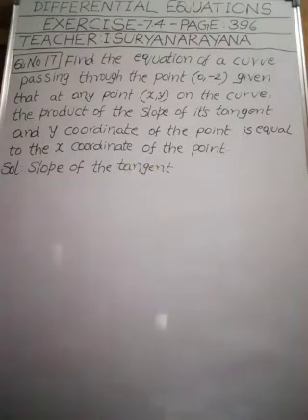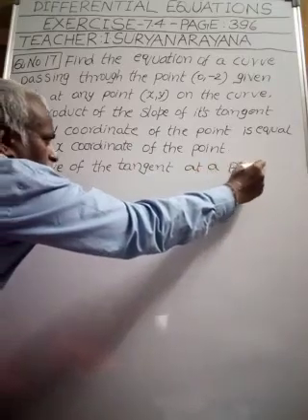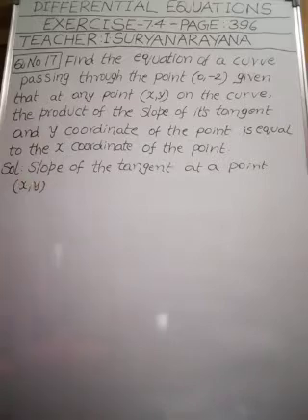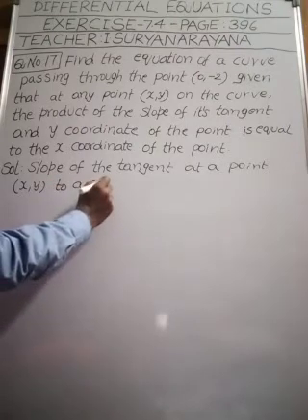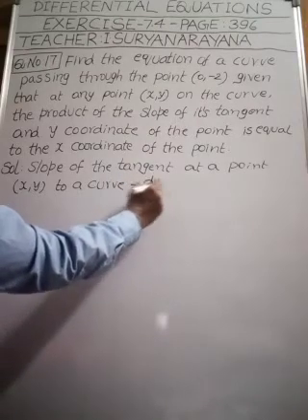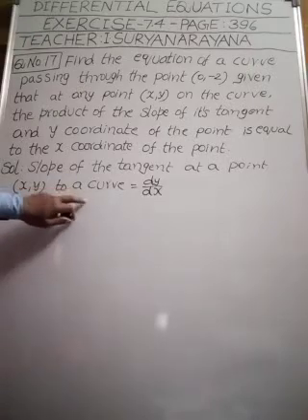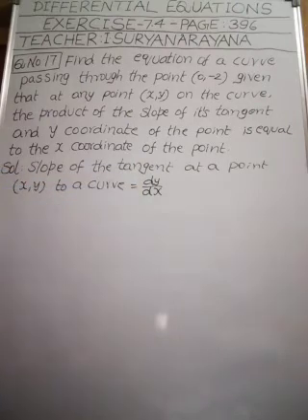Slope of the tangent at any point x, comma y, at a point x, comma y to a curve is equal to, how do you denote? dy by dx. Okay, my children, you have to remember this point. Slope of the tangent denotes dy by dx. Yes or no, my children? Right. Now, what is given here?